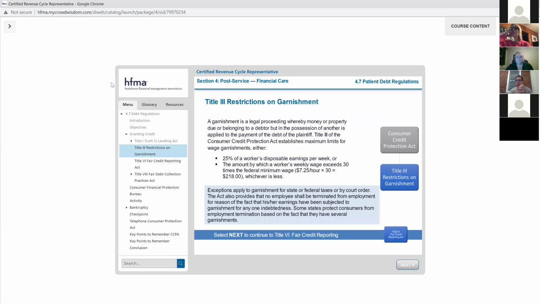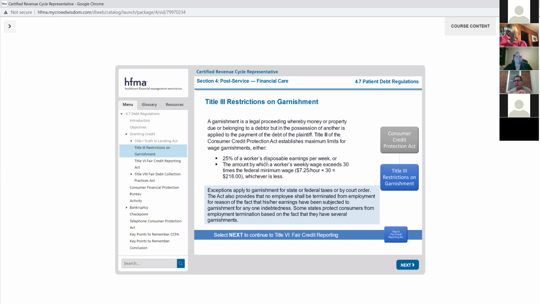Okay, Title 3. Are we on Title 3, Christy? Title III, restrictions on garnishment. Okay. Restrictions on garnishments. There are the formulary. If you're going to get your wages garnished or any kind of a garnishment, and the examples right here, 25% of workers' disposable earnings or wages not to exceed the federal minimum wage. So again, just familiarize yourself with this.